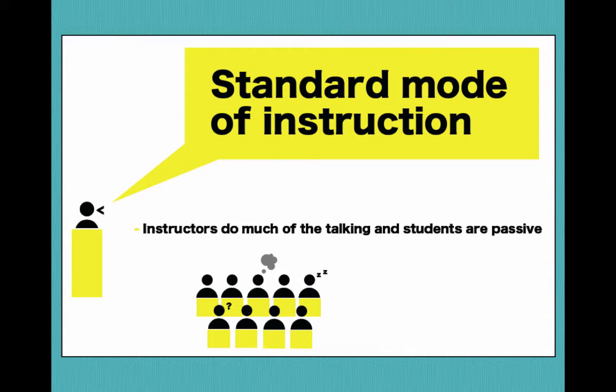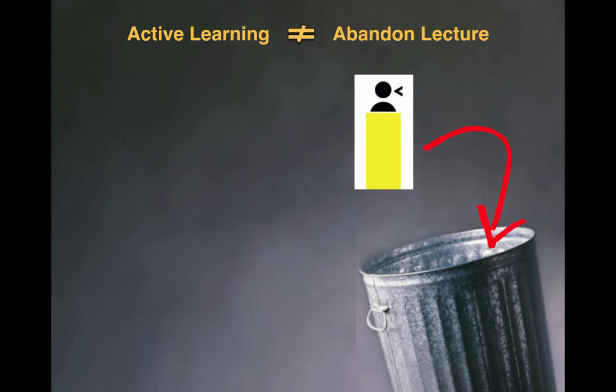So in the standard mode of instruction, instructors do much of the talking and students passively listen. Or students are actively doing something else, such as texting on their phone or daydreaming about something else. This is pretty much the opposite of active learning. Lecturing has gotten a pretty bad rap because 90% of the time it's a very passive form of learning. However, active learning does not necessarily mean abandoning the lecture format.